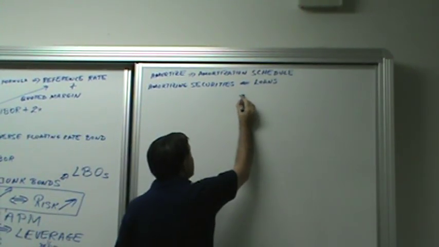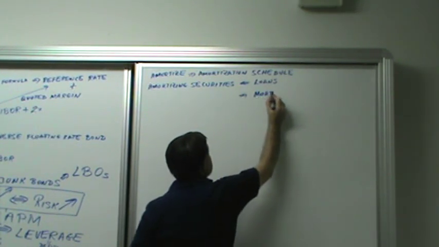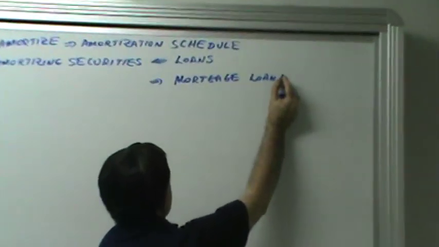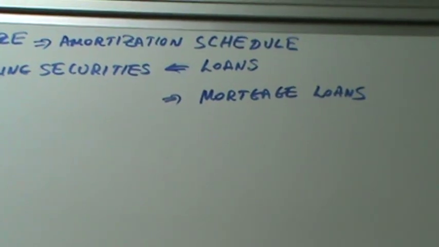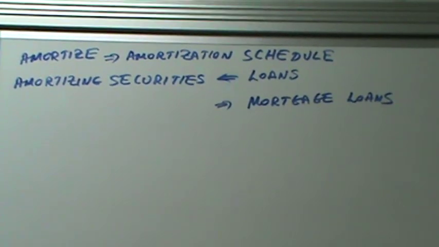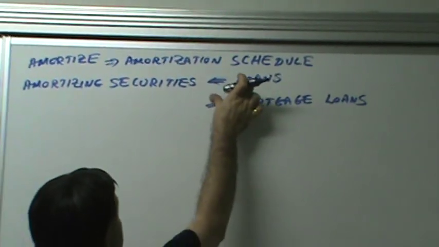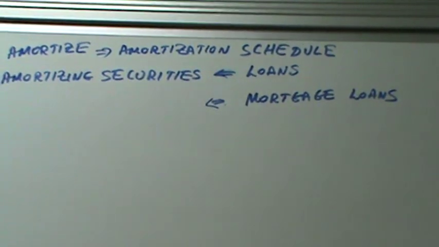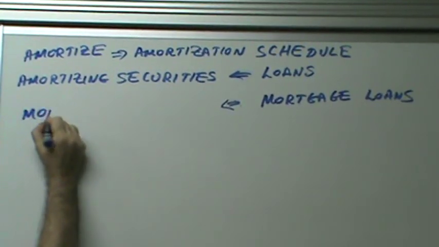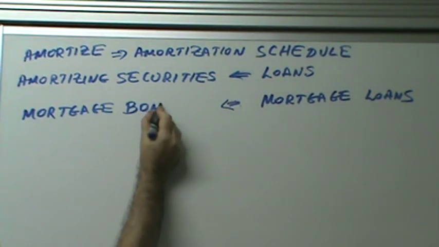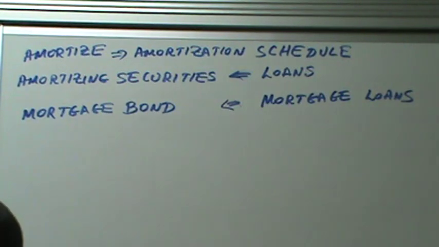So let's write out. You have mortgage loans. You take a whole bunch of mortgage loans, 100 of them, or 1,000, or 10,000. You pull them all together, and the arrow is in the opposite direction, backward, to create a mortgage bond. The process is called, as I explained last time, securitization.